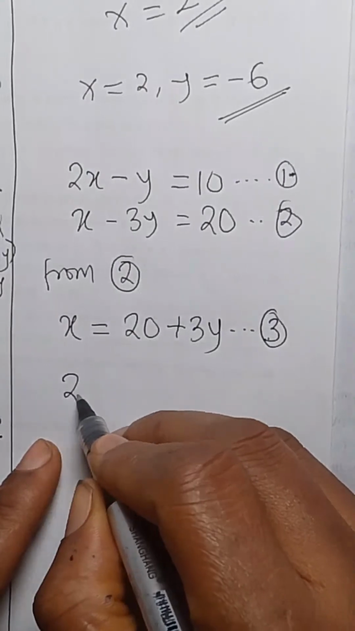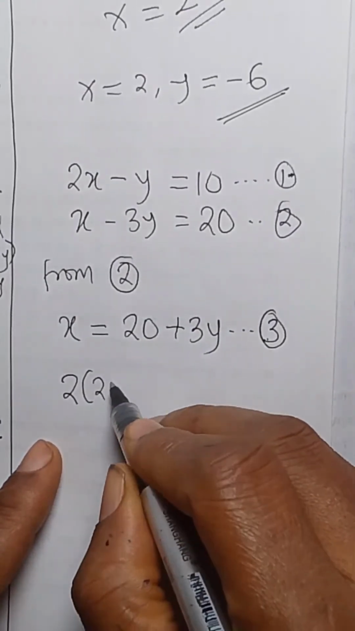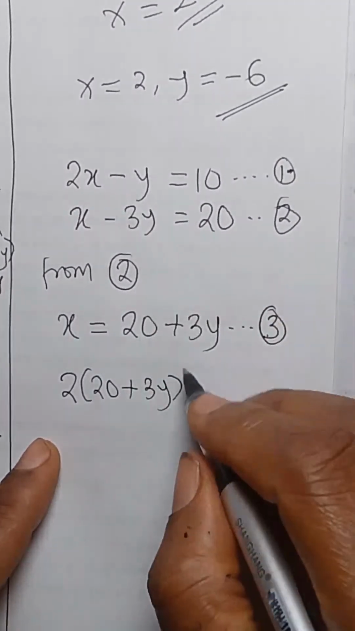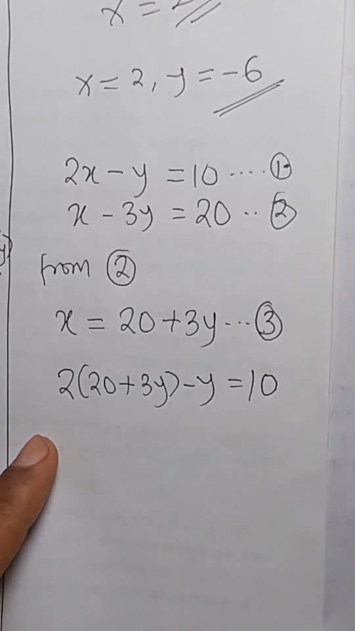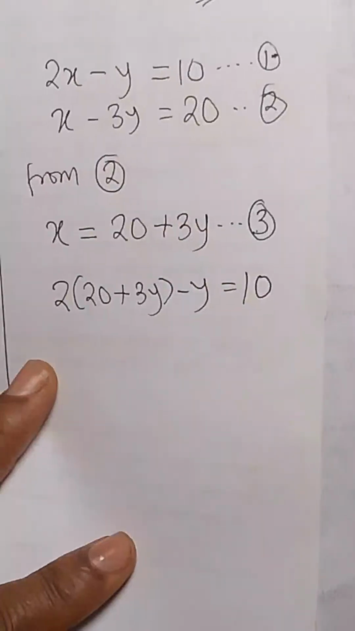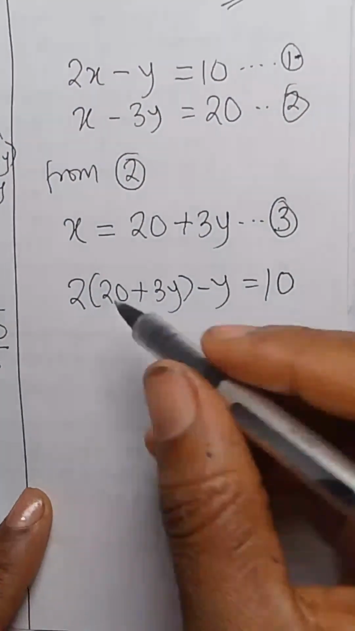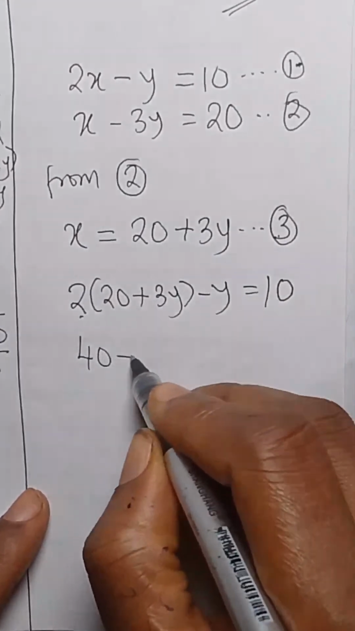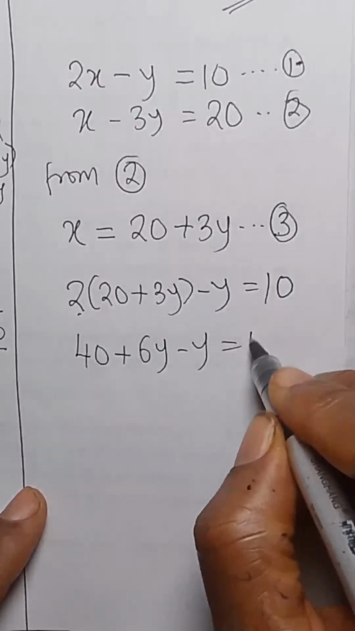So 2x, we are going to remove x and put everything we have here. So our x is 20 plus 3y, minus 3y here, equal to 10. So we are going to simplify it and find our y. Now to do that, we have to open this bracket. 20 times 2 will give us 40, plus 2 times 3y will give us 6y, minus y equals 10.